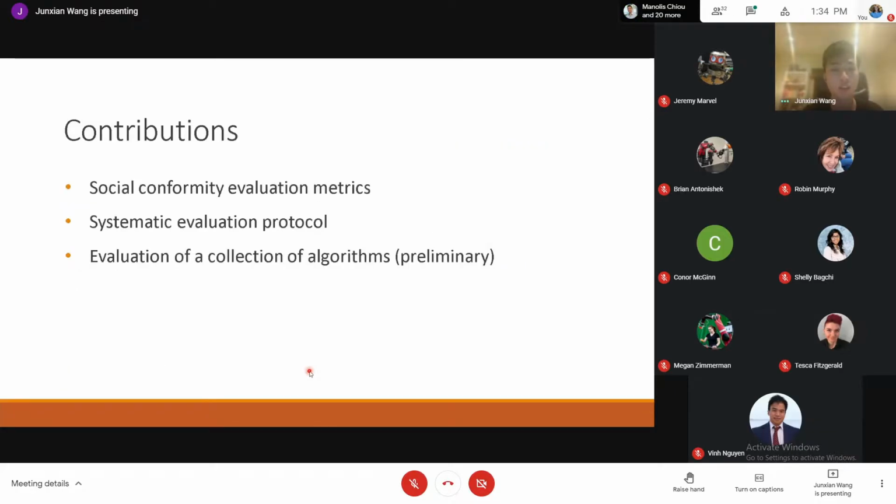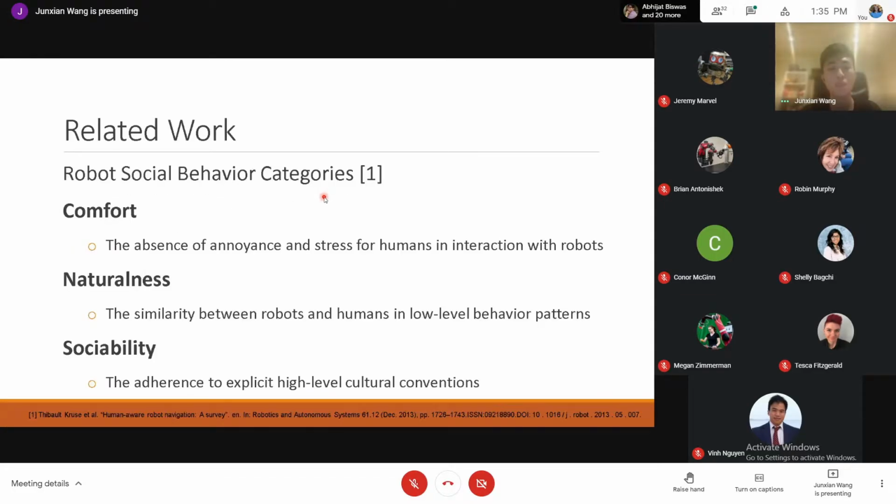Specifically, our contributions include first a set of social conformity evaluation metrics that is general, that can be applied to a variety of different crowd navigation algorithms, and then a systematic evaluation protocol, or specifically a set of training and evaluation scenarios. And lastly, the preliminary evaluation results of some of the chosen algorithms based on our work. Before I get into the contributions, I'd like to share the related works, which is a formal literature review on crowd navigation algorithms.